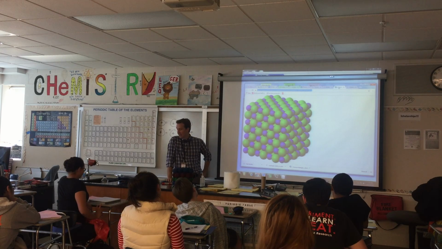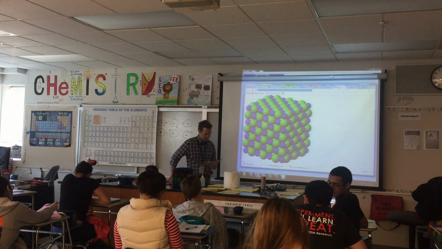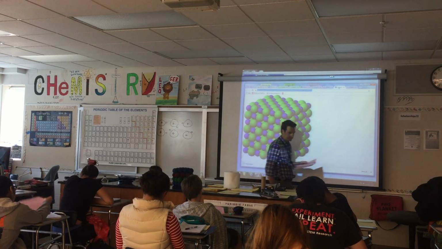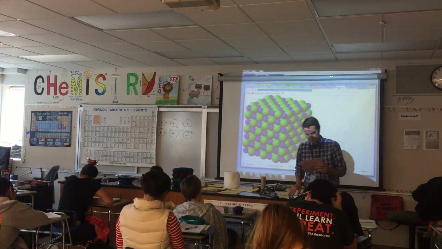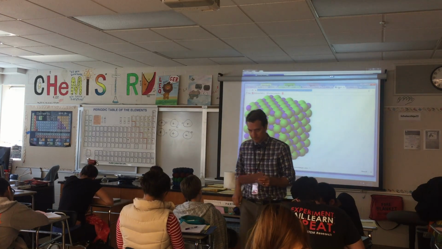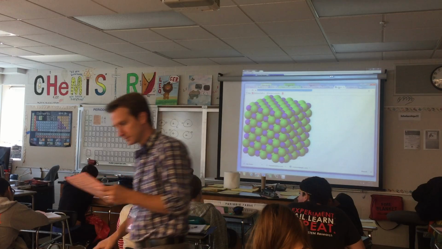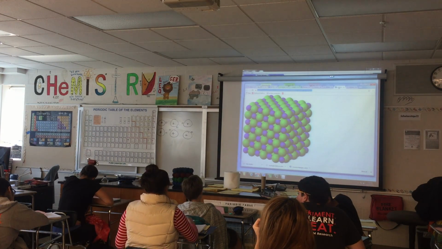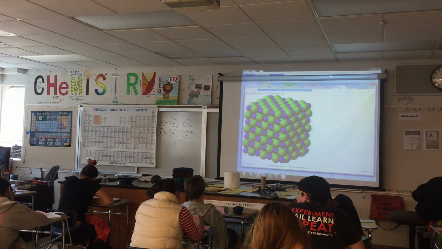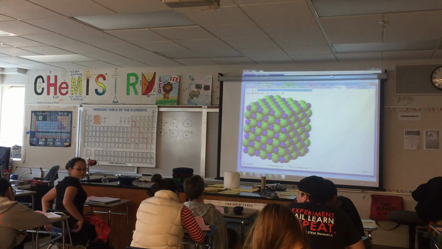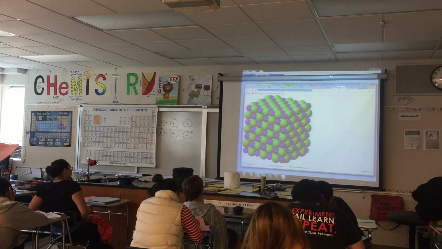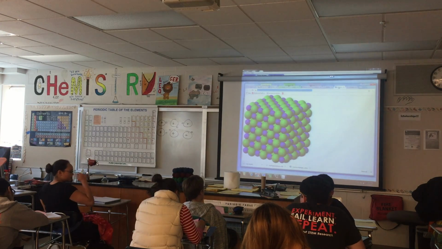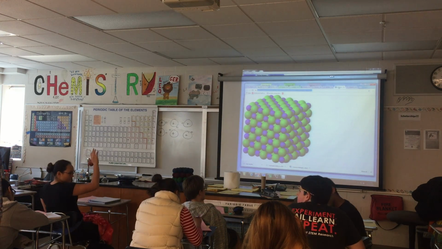Well, read part A for me, Deborah. Anions and cations in an ionic crystal are arranged in a periodic 3D array that maximizes the attractive forces among cations and anions while minimizing the repulsive. So how is this picture maximizing the attractive forces among cations and anions?